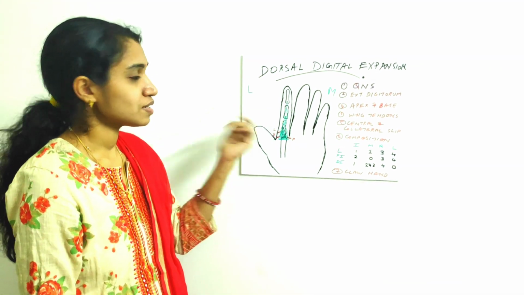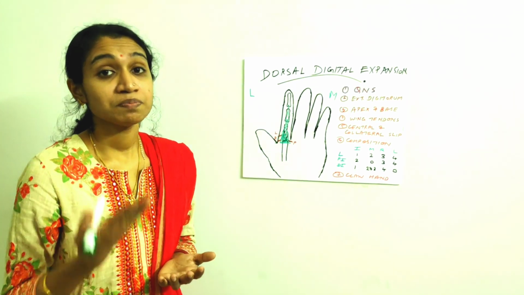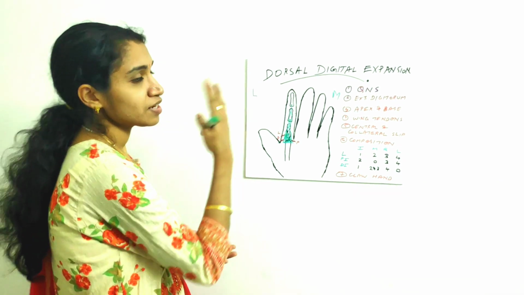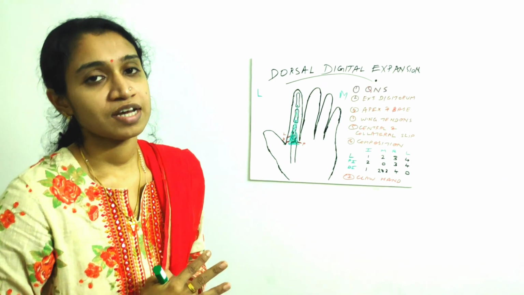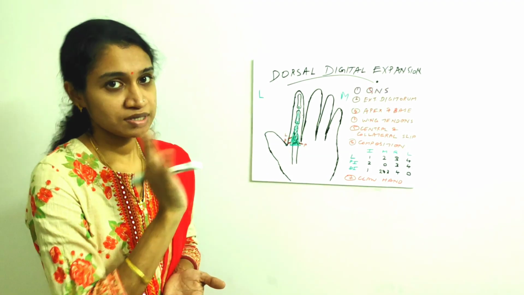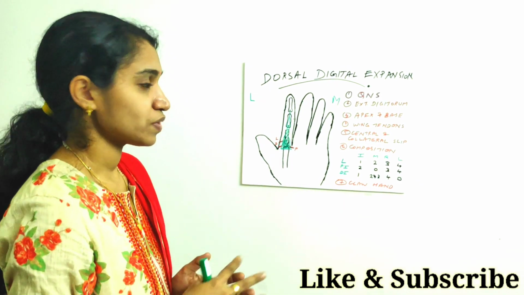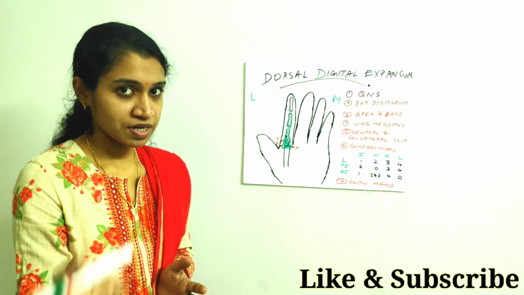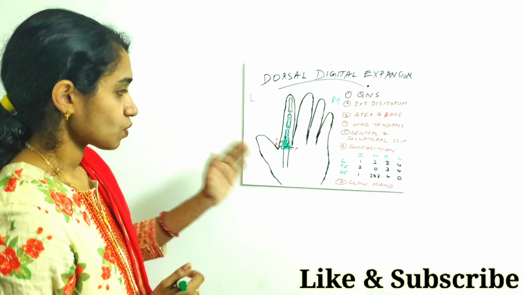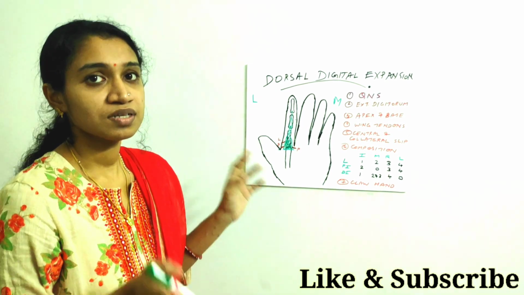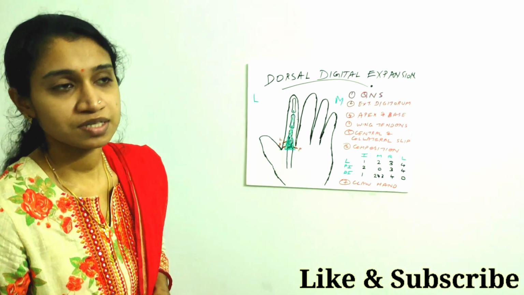Then we know the central slip's insertion is to the base of the middle phalanx, and the collateral slips join together, finally attaching to the base of the distal phalanx. So the basics are covered. Coming to the wing tendons, what are the wing tendons? What are the proximal and distal? Already I have discussed. Proximal is nothing but the interosseous muscle, distal is nothing but the lumbricals muscle.